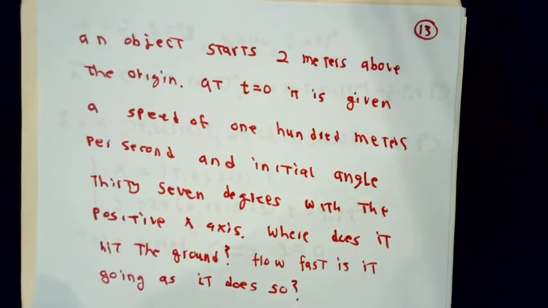As an example of this, let's imagine that we have an object that starts off at t equals 0, that is, 2 meters above the origin. At that time, it's given a speed of 100 meters per second. Its initial angle with respect to the positive x-axis is 37 degrees. I'd like to figure out where does it hit the ground and how fast is it going when it does so.